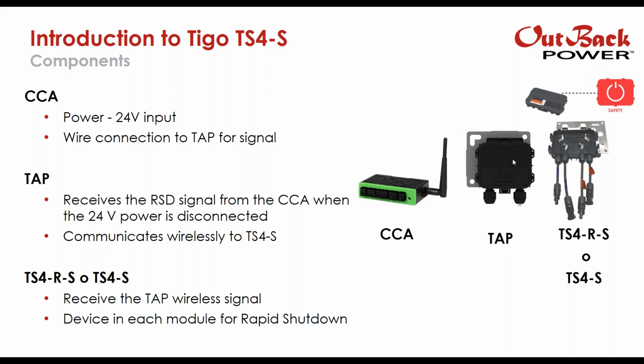And then from the tap to the actual module level power electronics, it communicates wirelessly to the TS4-S. And you essentially would have one of these on each module. But like I said, if you want more information, this is just a high-level summary, just so when I review the system, you can see how things are connected and work together. But feel free, Tigo has a ton of documentation on their products. Call them if you have questions on how their products work. This is just an overview.